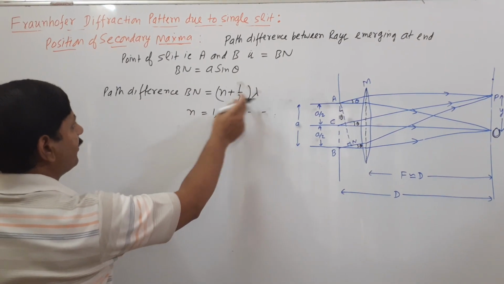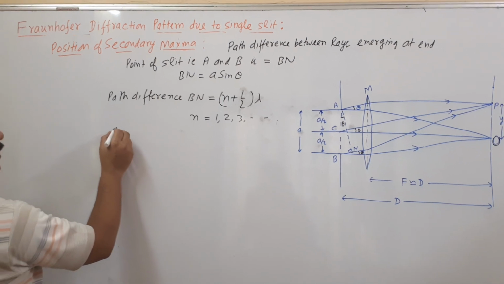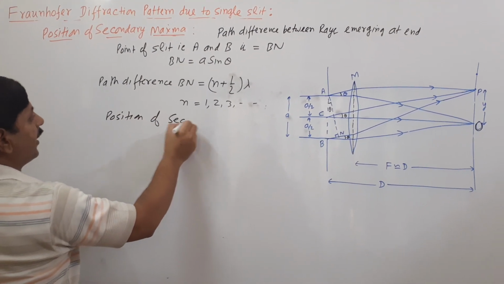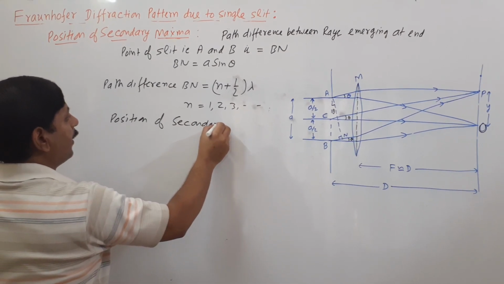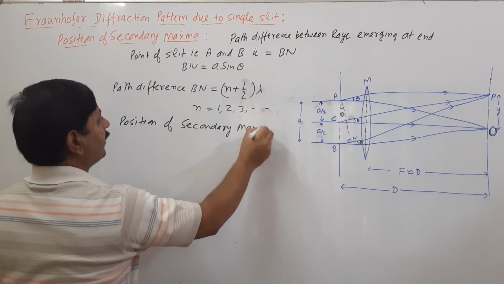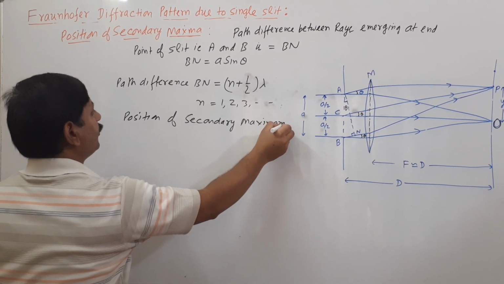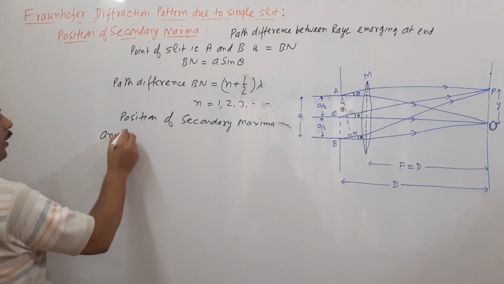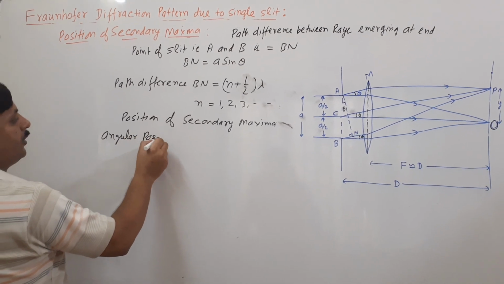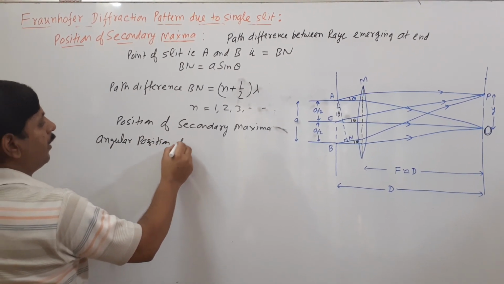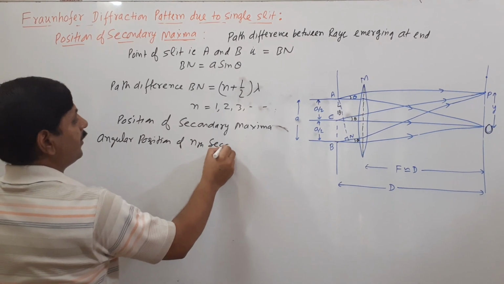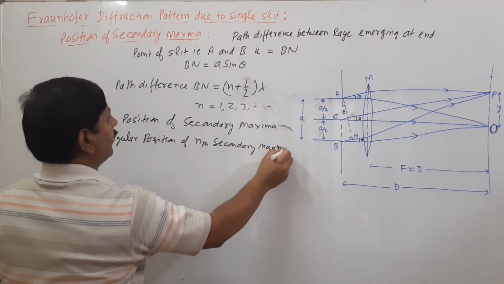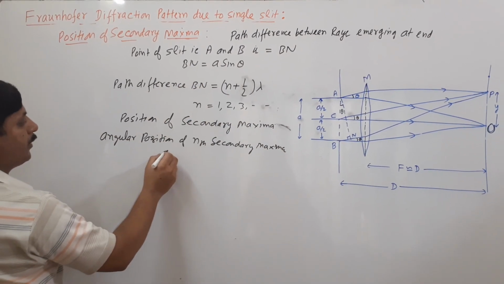See here, path difference Bn is equal to this. So these are the positions of secondary maxima. So the angular position of the nth secondary maxima. So Bn is equal to what?